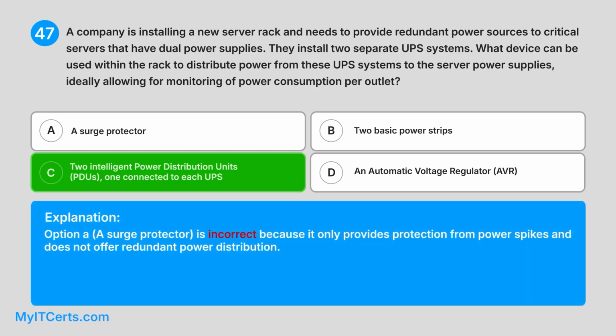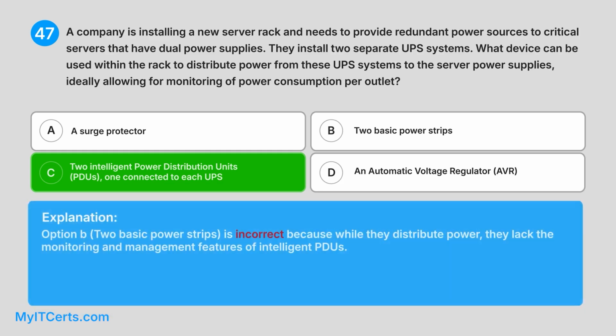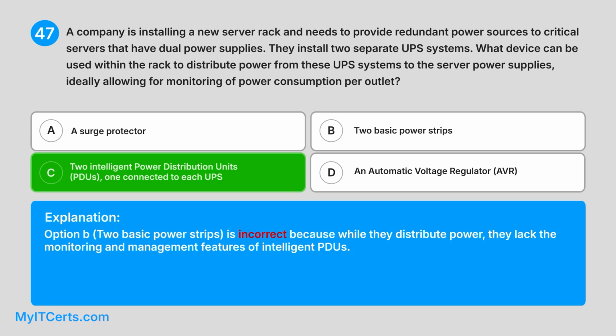Option A, a surge protector, is incorrect because it only provides protection from power spikes and does not offer redundant power distribution. Option B, two basic power strips, is incorrect because while they distribute power, they lack the monitoring and management features of intelligent PDUs.